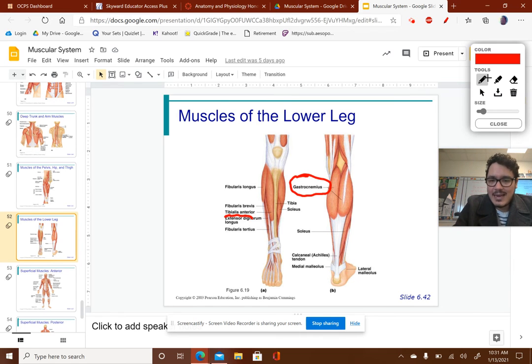And finally, this is not a muscle, but we do need to know this for testing purposes. Your calcaneal tendon. Calcaneal is referencing the calcaneal bone, which is your heel. But Achilles tendon is another name for this. It's the largest tendon of the human body.